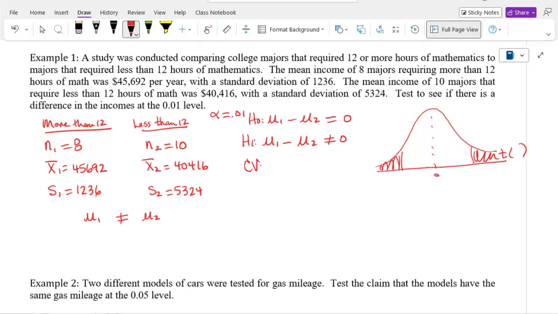Let's find our critical value, our obtained value, and our conclusion. Now, because it is a t-test, and that's determined by our two sample sizes being less than 30, we're going to look, and it says degrees of freedom is going to be found by using the smaller of n1 minus 1 and n2 minus 1. Because our n1 is smaller, 8 minus 1 would be 7 degrees of freedom.